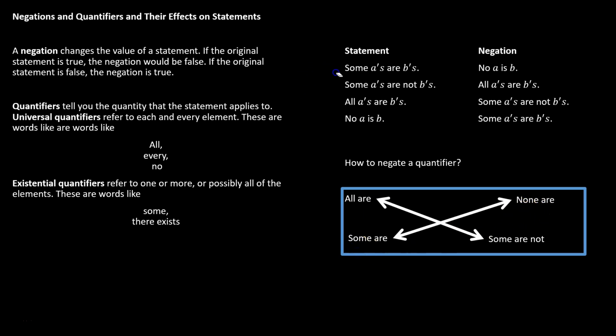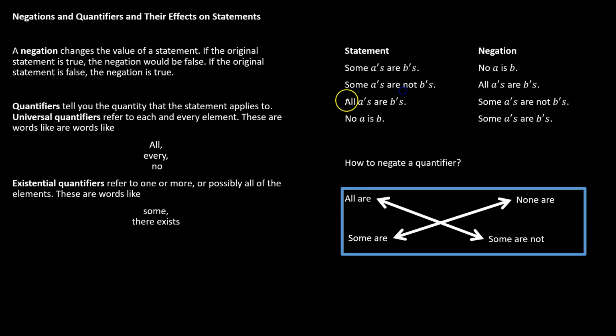Let's look at the next one. Some A's are not B's. We need to use our quantifier table to change from some to all. So some are not. We have some and are not. We'd follow across that arrow to say all are.